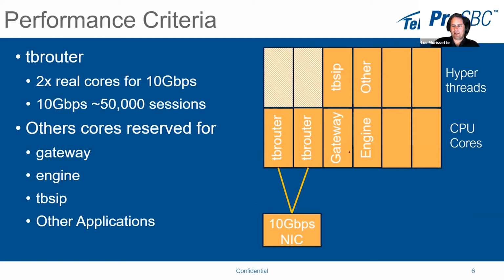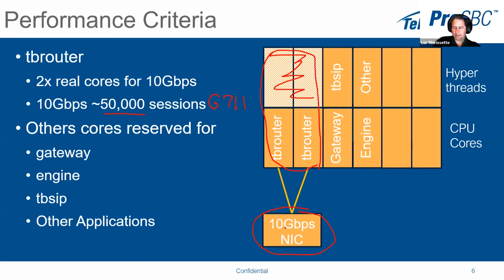If you have a 10 gigabit per second interface like this one here, you need to have 2 cores dedicated to capturing the traffic here. And you also need to use those hyperthreads, right? So it's going to use 4 virtual CPUs to be able to process all the bandwidth that is received here. But 10 gigabit per second can give you 50,000 sessions if you're using G711, right? So you don't need a lot of those interfaces to cover large systems.